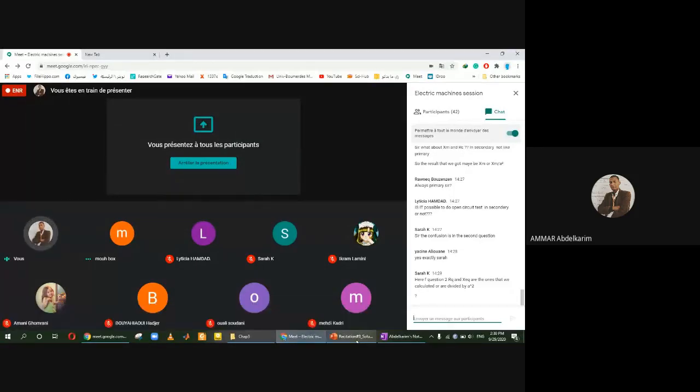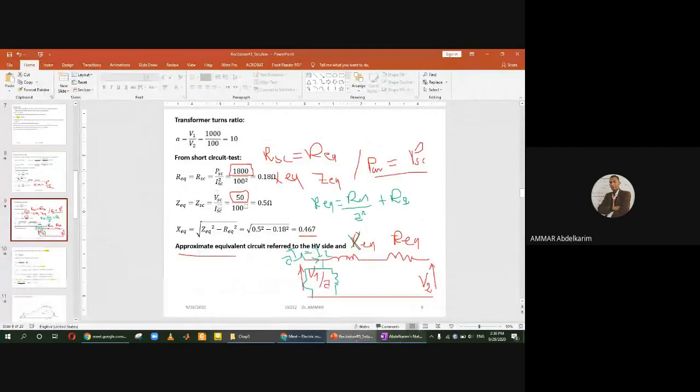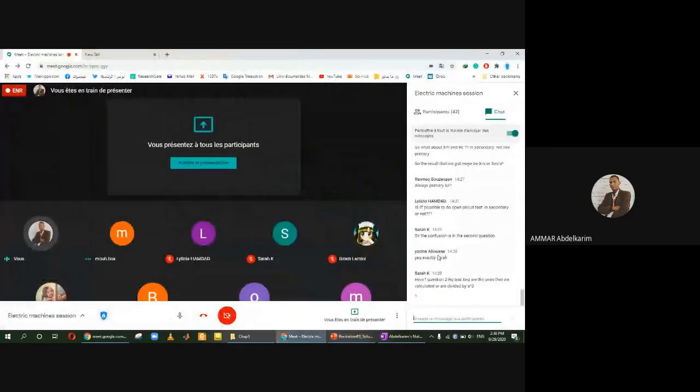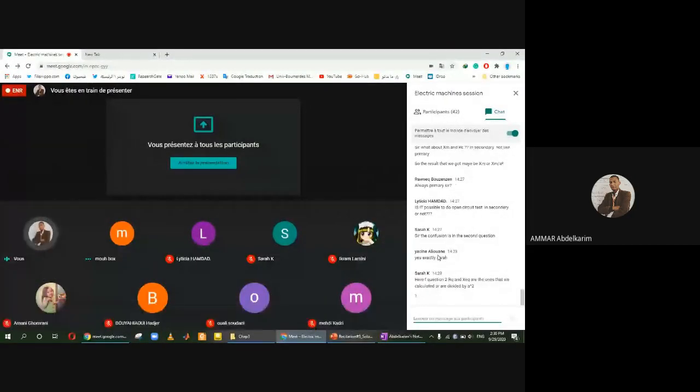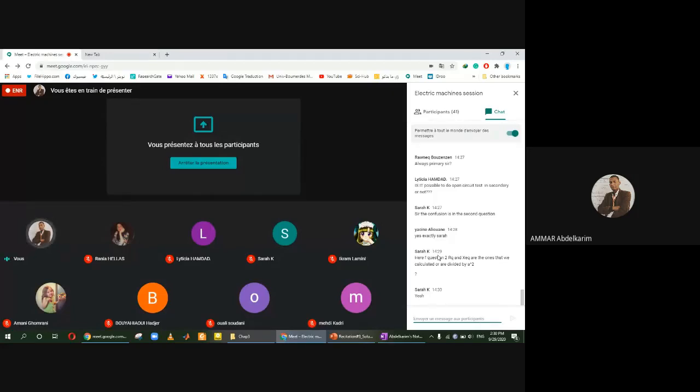R equivalent and X equivalent. No, we have R equivalent; we haven't gone into R1 and R2 yet. Because R equivalent is conserved whether it is connected to the primary or to the secondary. So R equivalent and X equivalent have the same value. What's inside it can be R1 plus A square R2, or it can be R1 over A square plus R2. But R equivalent itself and X equivalent itself are conserved whatever.